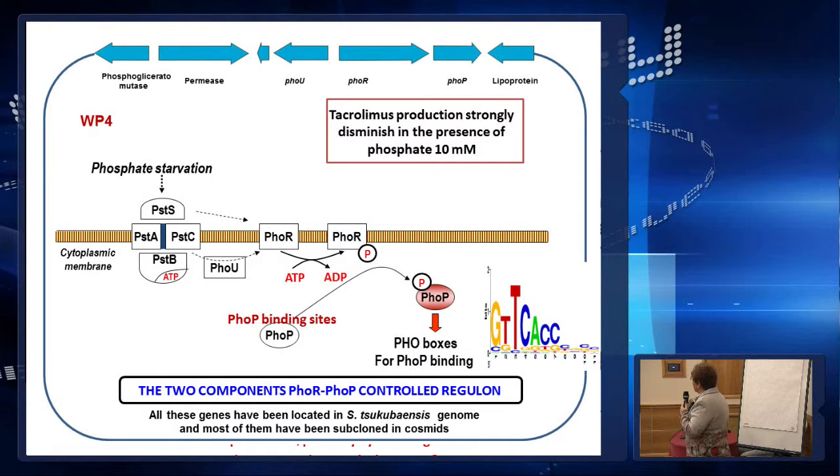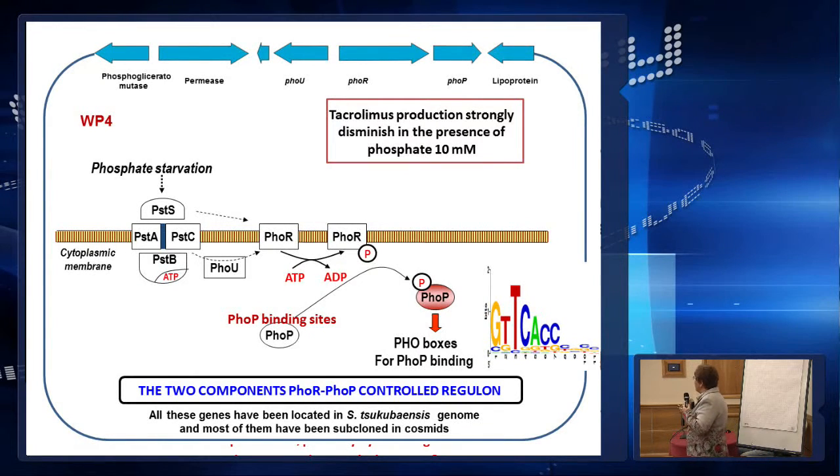Regulation by phosphate in Streptomyces is similar to regulation of phosphate in E. coli. There is a two-component system, PhoR, PhoP. PhoR is a sensor. PhoP is a binding protein that is phosphorylated and binds to specific PHO boxes in the genes that are controlled in the regulon. All the genes for the regulon have been located in Streptomyces succubaensis, and most of them have been subcloned in cosmids. Also, many PHO boxes have been found in Streptomyces succubaensis.